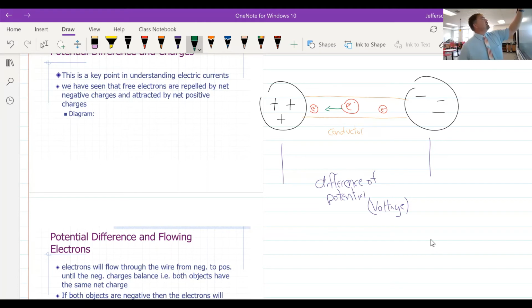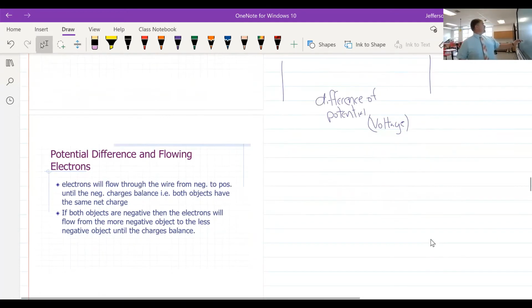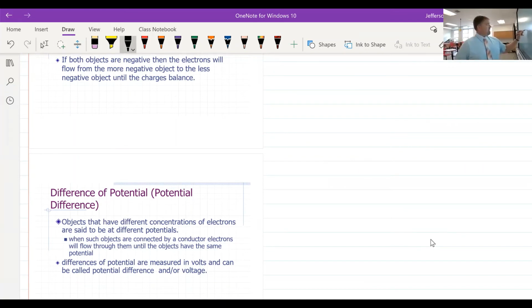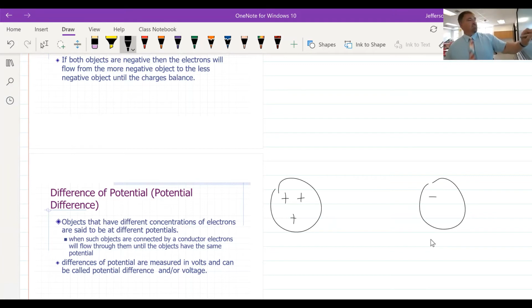I'll put it back in green. They're going to go flying through. Charge movement is going to happen until there is no longer a difference of potential. So if these things have different concentrations of charges, here's our positive, here's our negative, and we have this difference of potential here. There's a voltage between them.